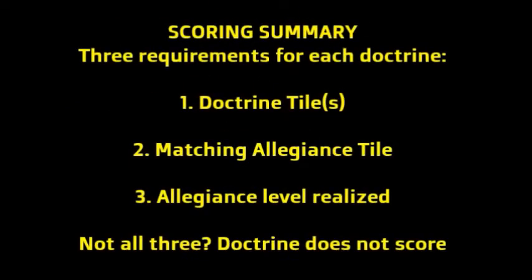A quick summary of how points are gained. To score for a doctrine, there are 3 requirements. You must have at least 1 of the doctrine tiles, 1 of its matching allegiance tiles, and the doctrine's allegiance level must be at or beyond where you placed your prayer cube for that doctrine. Failing to have all 3 of these for a doctrine means that doctrine will not score for you at all. I'll help you understand these requirements as we go along.